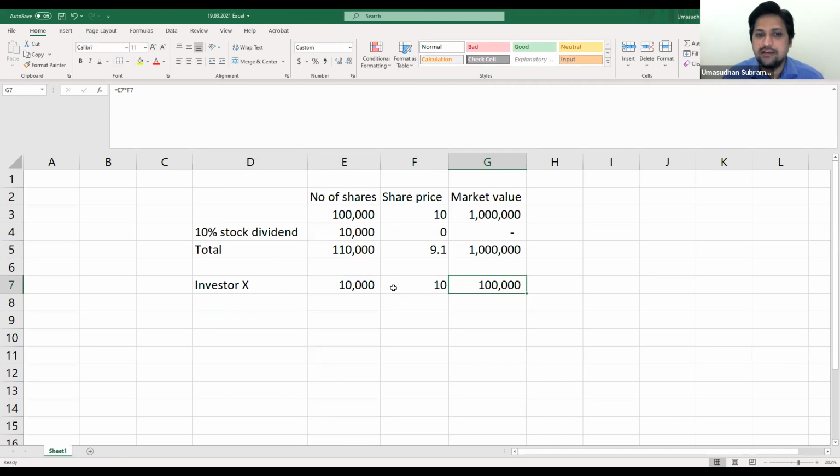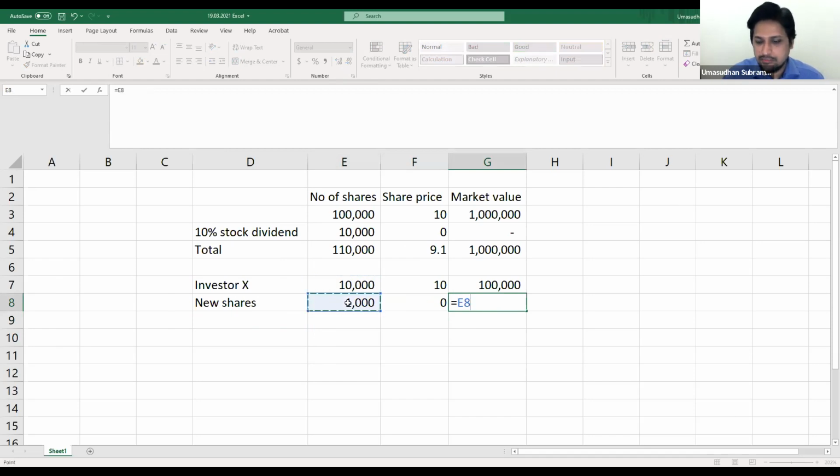Now what's going to happen? How many shares is he going to have after the stock dividend? You currently have 10,000 shares. Since this is a 10% stock dividend, the new shares coming in are 10,000 times 10%, so 1,000 shares come into effect, and the share price is 0. So the market value is 1,000 times 0.